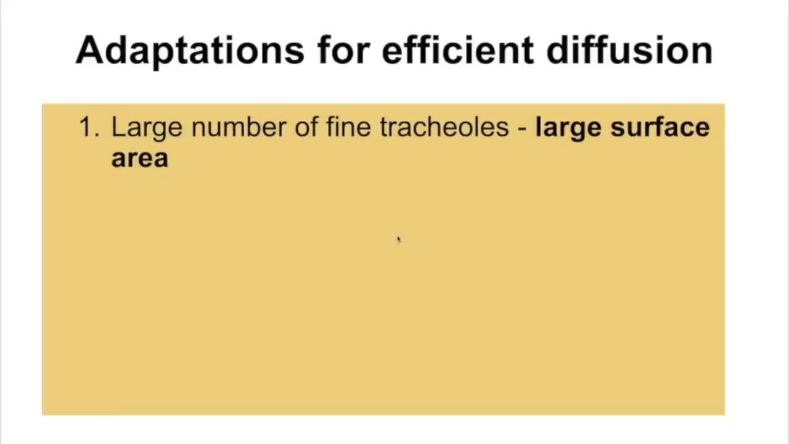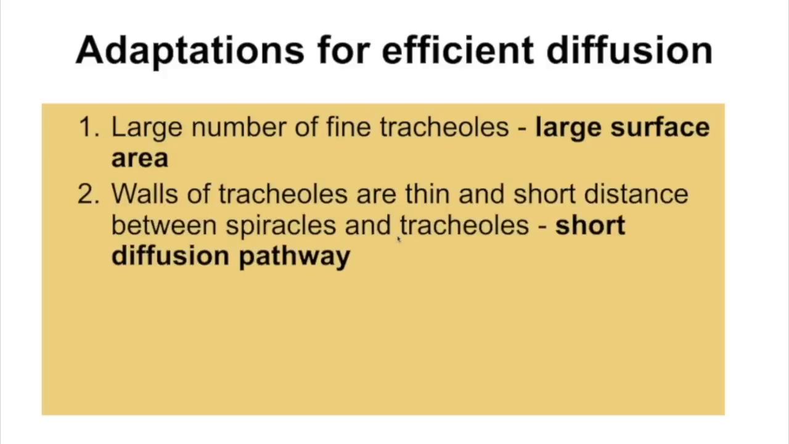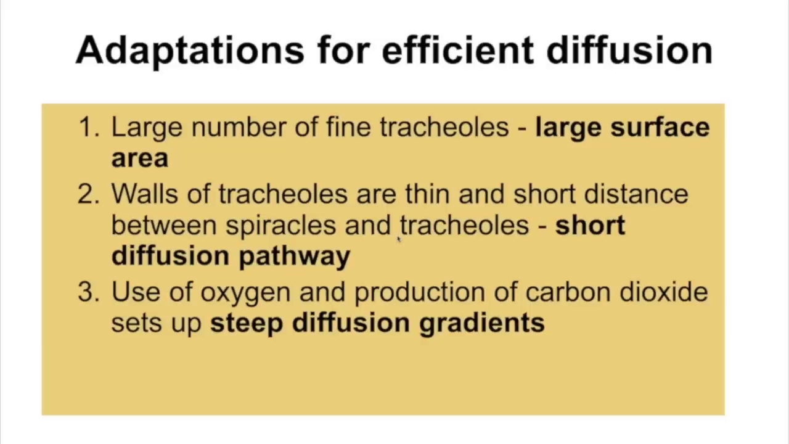So overall, the adaptations that terrestrial insects have for gas exchange are the fact that they have a large number of these fine tracheoles, providing a large surface area. The walls of the tracheoles are very thin, and there's a short diffusion distance between the spiracles and the tracheoles, so that will speed up the rate of diffusion. And lastly, they use oxygen and produce carbon dioxide, and that is how the steep concentration gradient is maintained.